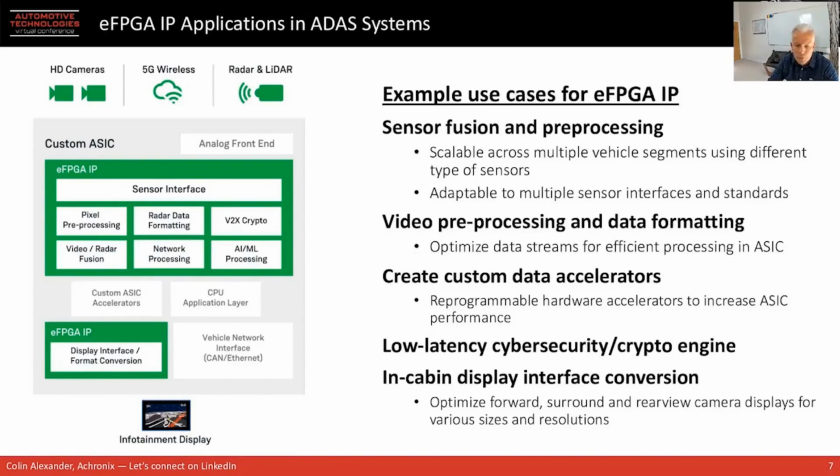So these are just a few examples of how you can use eFPGA IP in your automotive design. The flexible nature of an eFPGA allows for multiple deployment options and provides the ability to differentiate systems versus those built using standard off-the-shelf components.